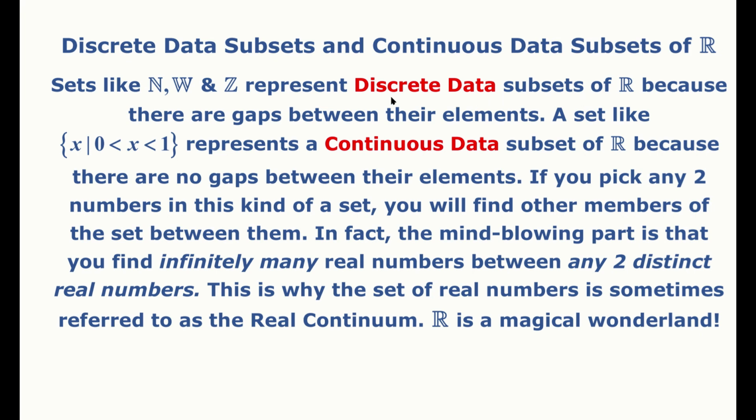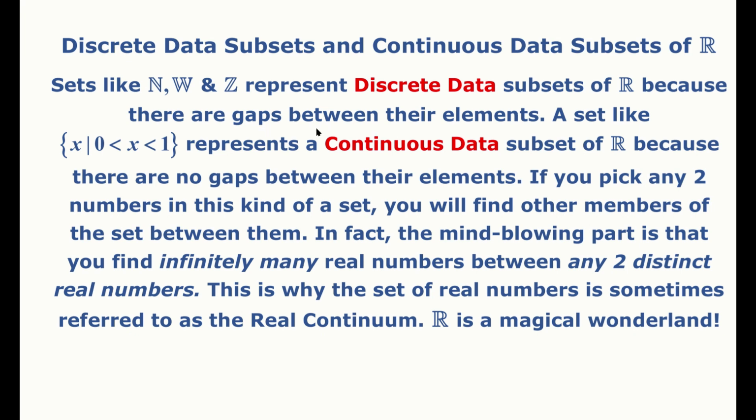All right, so discrete data subsets are the kind of subsets of the set of real numbers where there are gaps between their elements. For example, the set of natural numbers, containing 1, 2, 3, 4. The set of whole numbers that just contains 0, 1, 2, 3, 4. And the set of integers, which contains all the whole numbers and their opposites, right? Now, there are gaps between 1 and 2, for example, right? There are gaps between 14 and 15. There are many, many numbers between 14 and 15. So therefore, we say there are gaps, right?